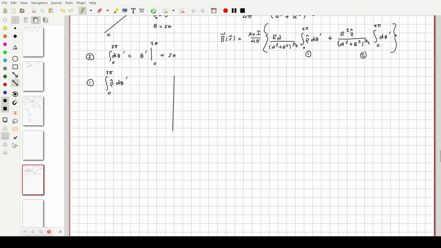So here's y, here's x. Rho hat locates something in the xy plane. It makes an angle of theta. That's what we're integrating over with respect to the x-axis. If you express this in terms of unit vectors, it would be cosine of theta x hat plus sine of theta y hat.